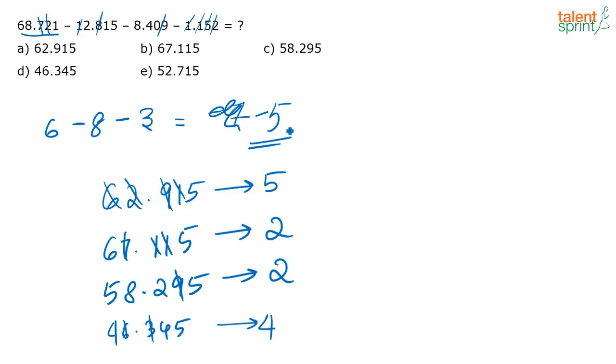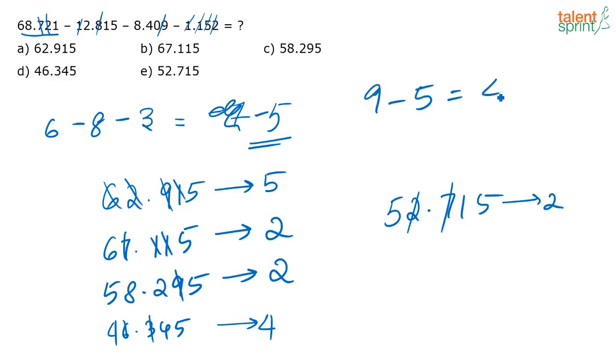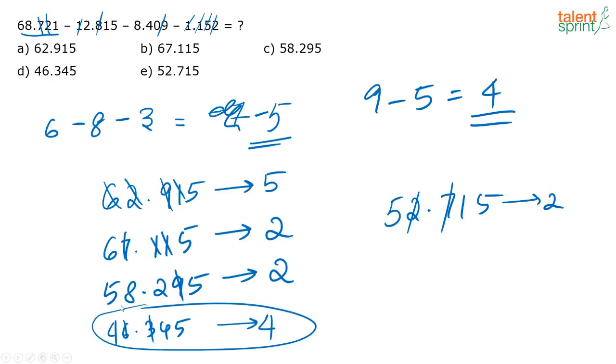Now here remember you have got a negative root. We have one more option, sorry, 52.715. So 9, you have 5 plus 1, 6, 6 plus 5, again you are getting 2. Now you have got a negative number here. Just subtract 9 minus that number. That is your positive digital root for that number. So 9 minus 5 is 4. Now look at the options. There is only one option which has 4 in it. So this is going to be your correct answer, 46.345.